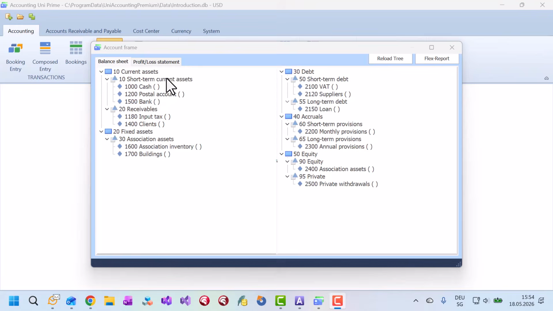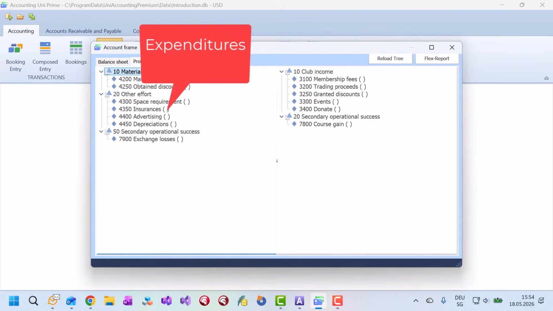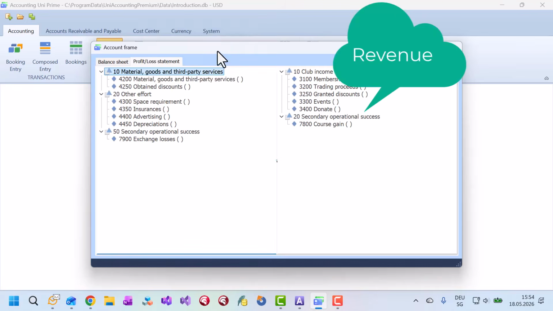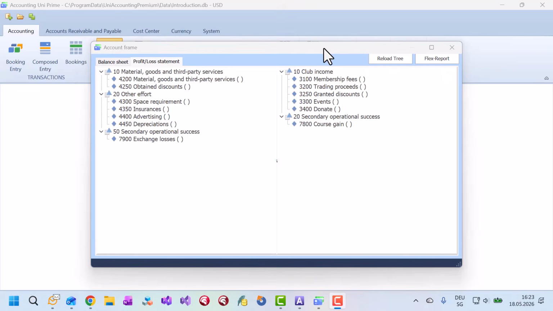We select the profit and loss statement. On the left, we have the expenditure on materials and other efforts, such as insurance and space. On the right, we have the revenue. Then we have the club income. This includes membership fees, trading club discounts, etc. Here, secondary operational success is represented by course gains.